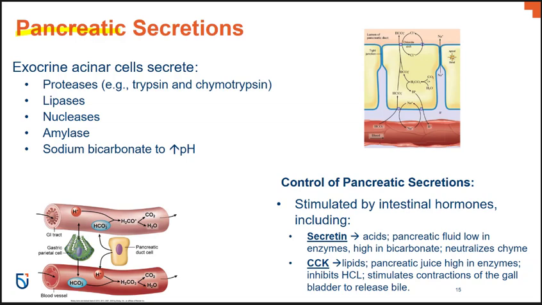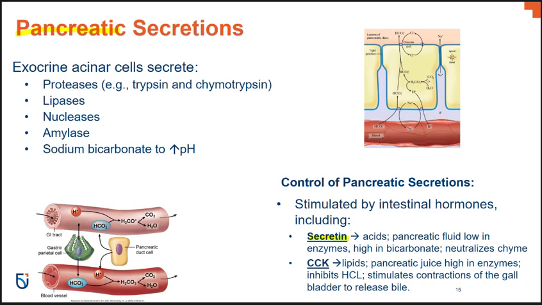Several hormones are released by the intestinal mucosa and are known to stimulate pancreatic secretions. Secretin and CCK are examples. Secretin is going to evoke the production of pancreatic fluid that's low in enzymes but high in bicarbonate, and this acts to neutralize the chyme. So, the presence of acid in the duodenum will stimulate the release of secretin in order to neutralize the chyme.